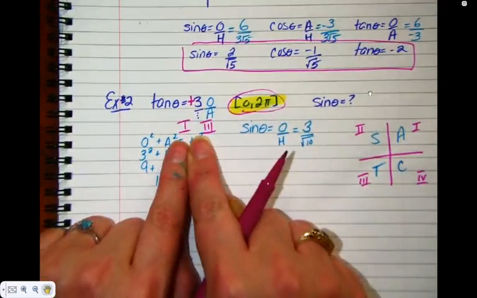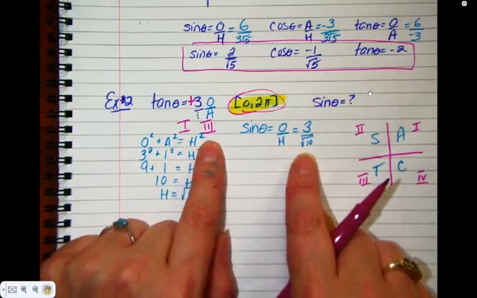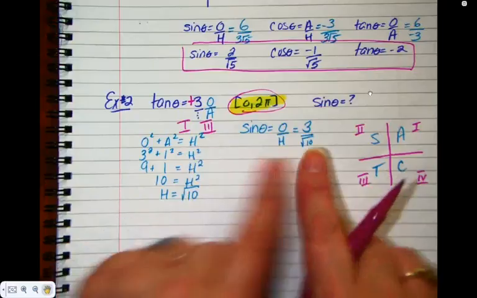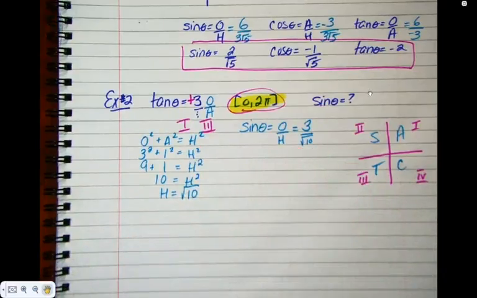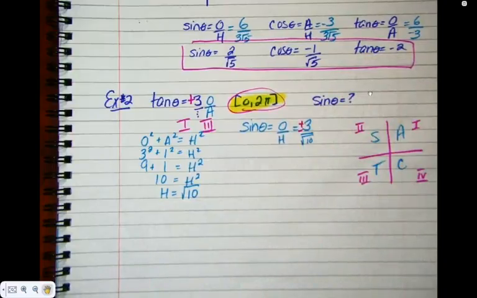In quadrant 1, sine is positive, but in quadrant 3, sine is negative. So is this the only answer? No. What do we need to put in front? Plus or minus. That's what the CAST rule does. Kind of coming back from last year?